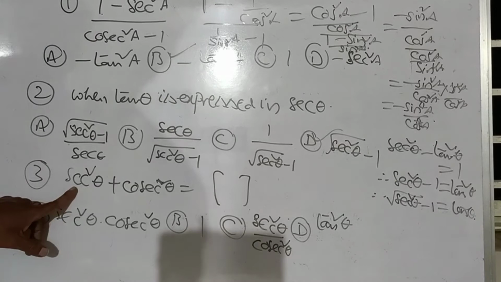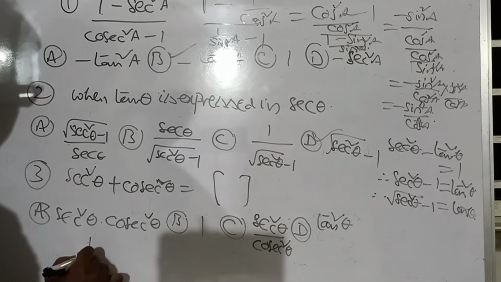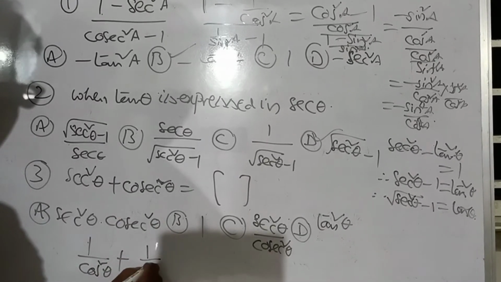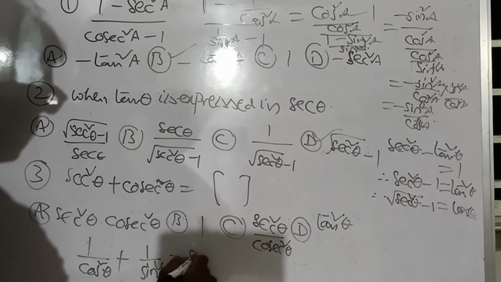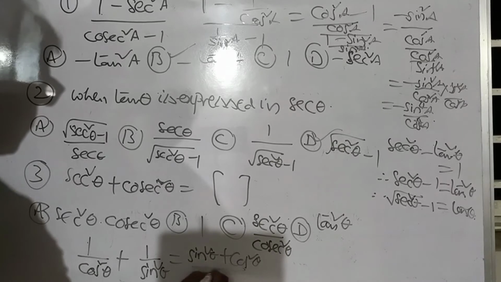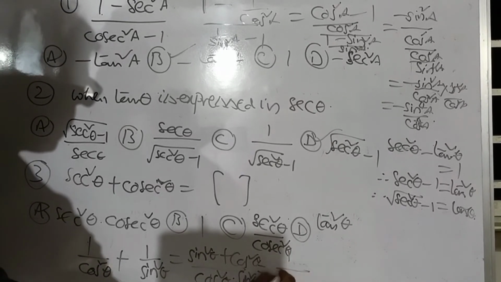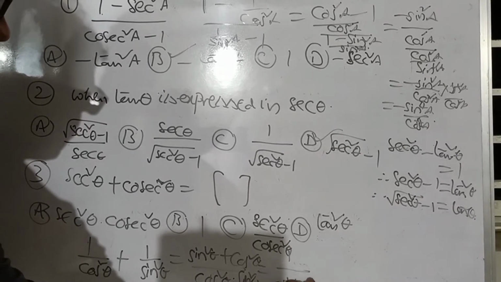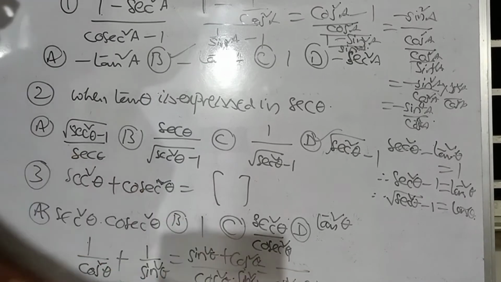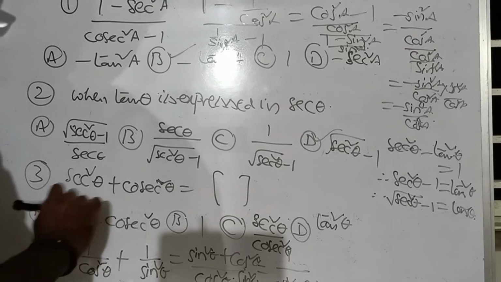Secant square theta plus cosecant square theta: secant square theta can be written as 1 by cos square theta, cosecant square theta as 1 by sin square theta. That is therefore sin square theta plus cos square theta by cos square theta into sin square theta. So the numerator is equal to 1. So 1 by cos square theta into sin square theta. When you separate this, 1 by cos square theta into 1 by sin square theta. So secant square theta into cosecant square theta. Option is A.